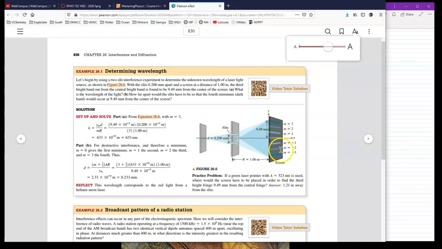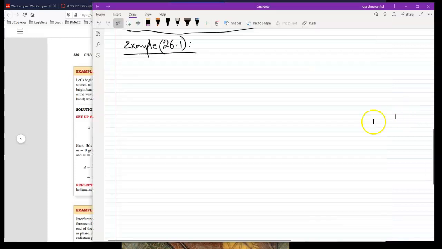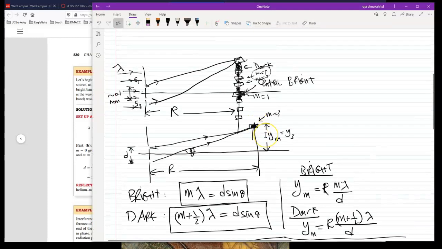Then you will see bright and dark fringes like that, okay? And our book uses the central one to be m equals 0. Notice that? This one is m equals 1. Some books use it differently. So let me go back to here. The central one here is 0, okay? I just want to make sure. Some books use this as m equals 1. It depends on how you set it up.